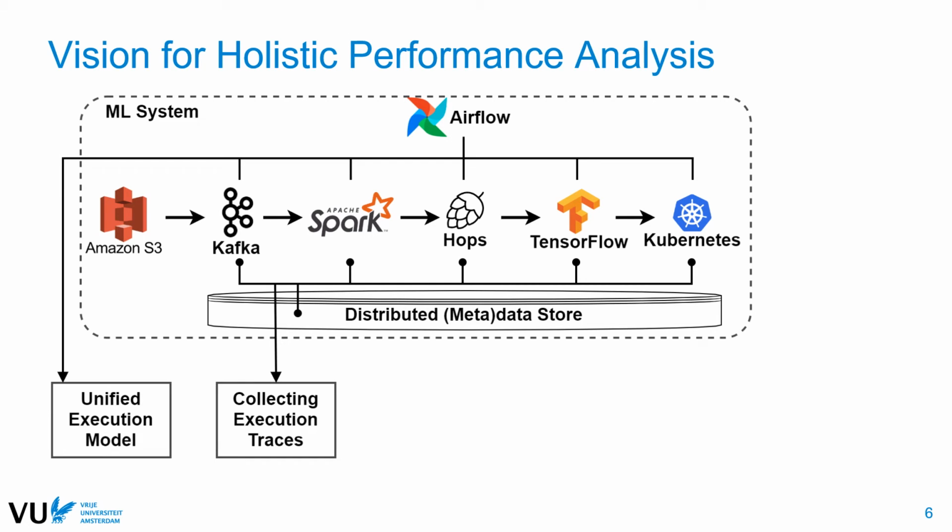The second pillar of our vision is a lightweight monitoring tool that collects execution traces from the machine learning system. These traces include resource utilization metrics for GPUs, CPUs, network, and so on, but also framework-specific log files and metrics, like how many data samples TensorFlow processed in a given second.